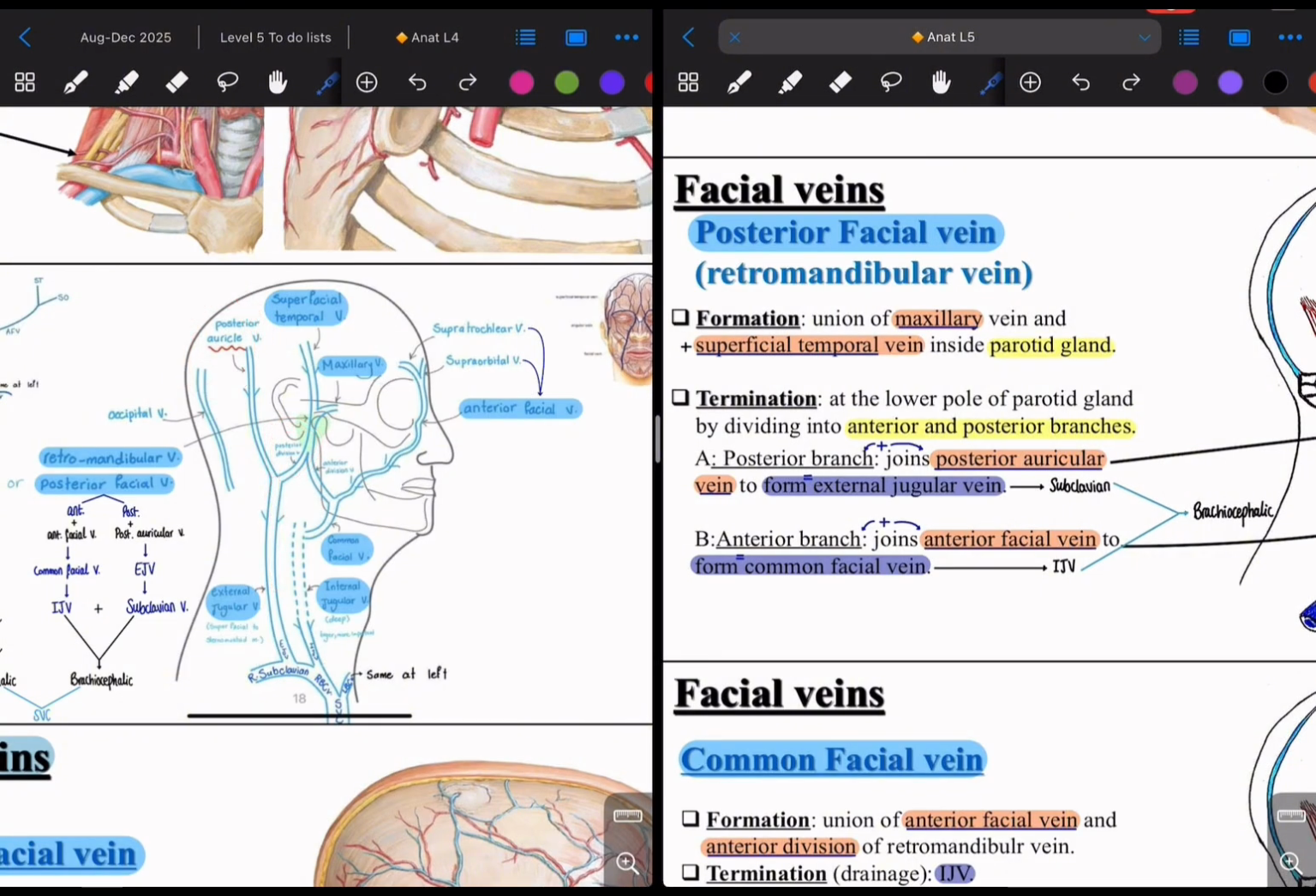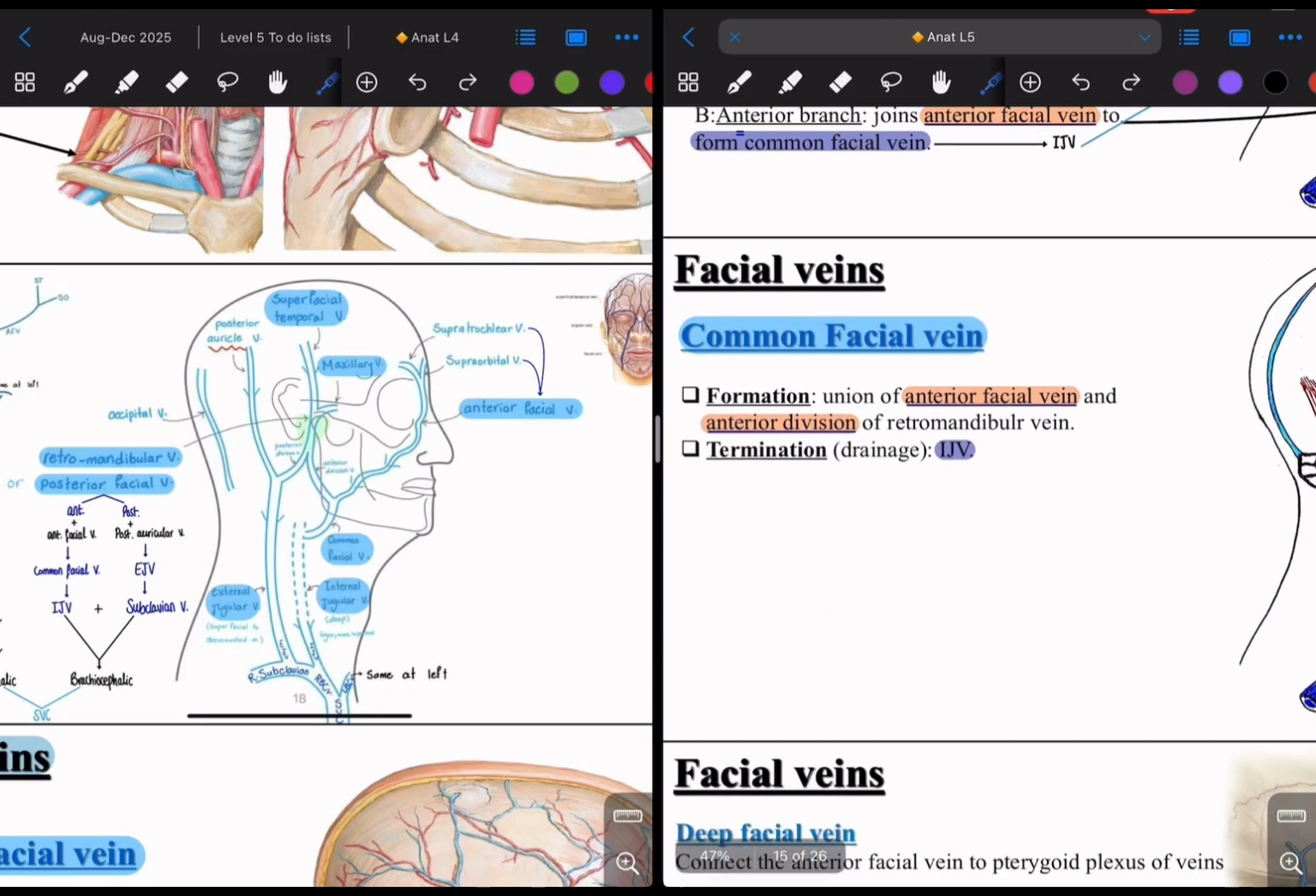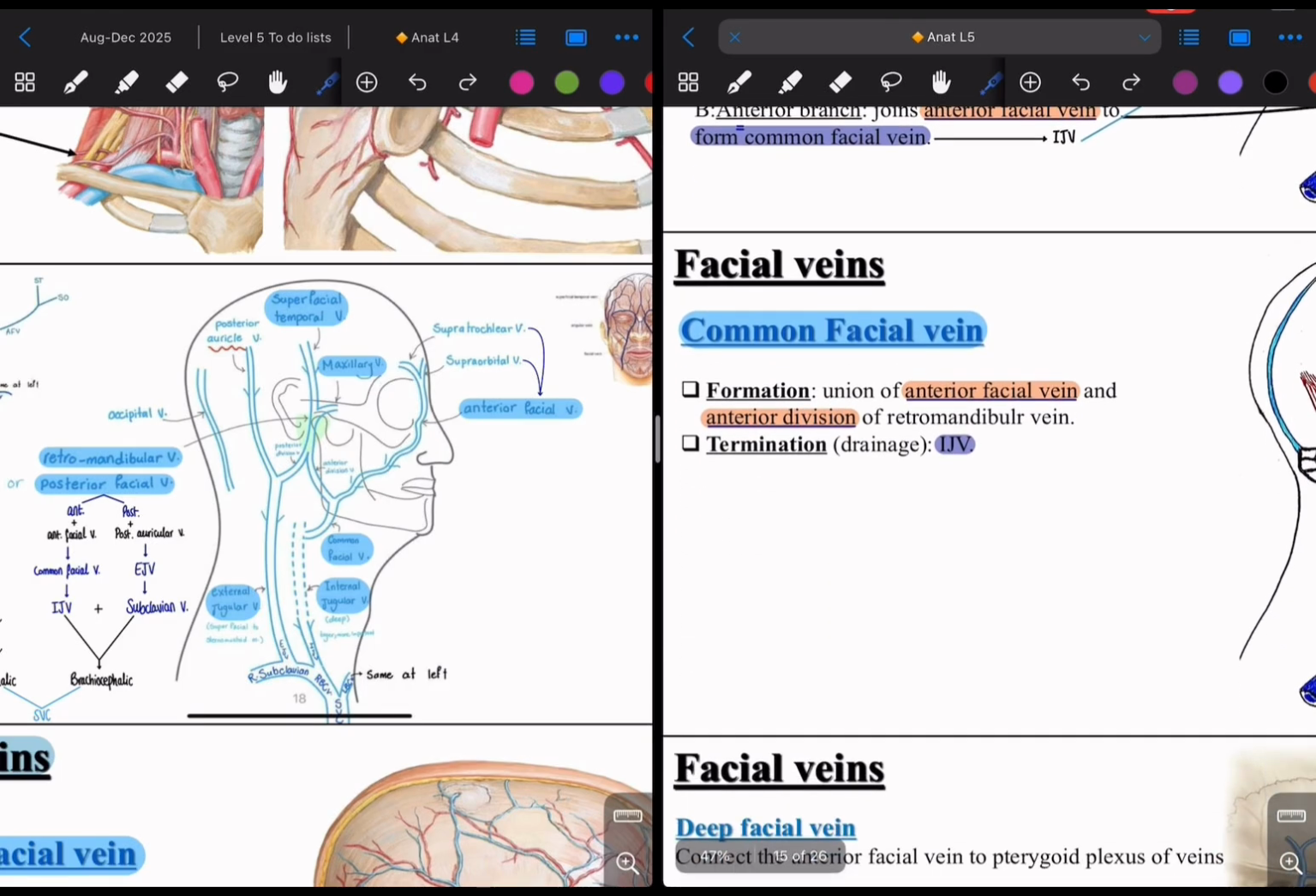Then what do we have? We have the common facial vein. Common facial is a repetition of what we just said. It's the same thing. What forms the common facial vein? It's formed by the anterior facial vein and the anterior division of the posterior facial vein. So when they join together or merge together, they're gonna give us a common facial vein. Termination: it terminates at the internal jugular vein.